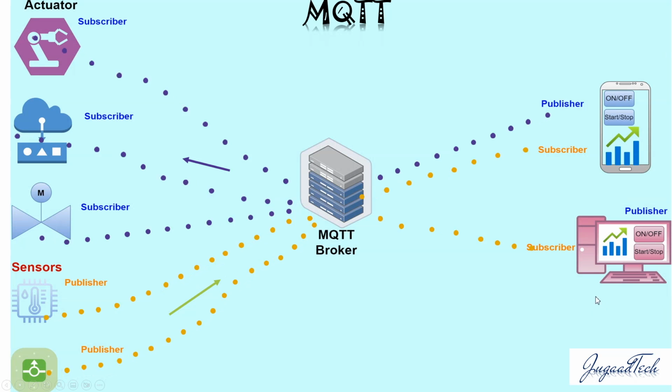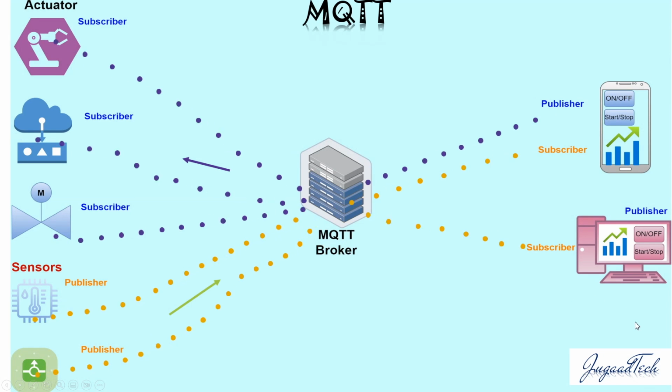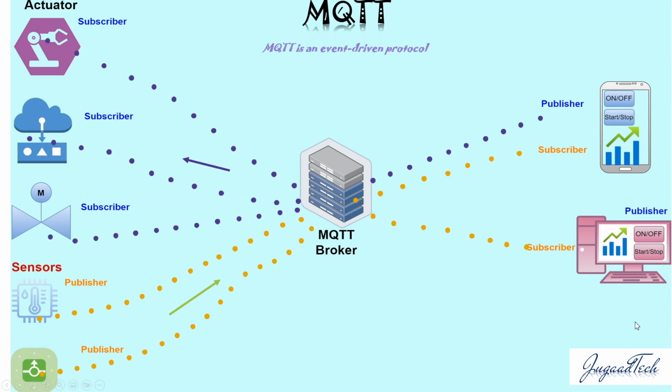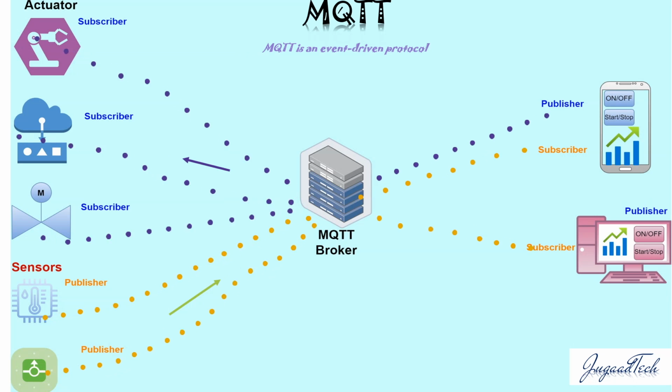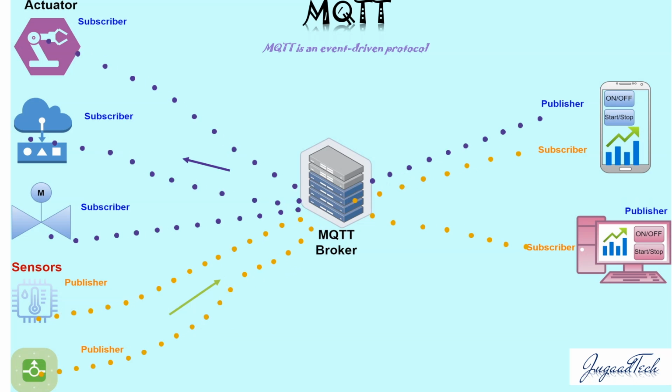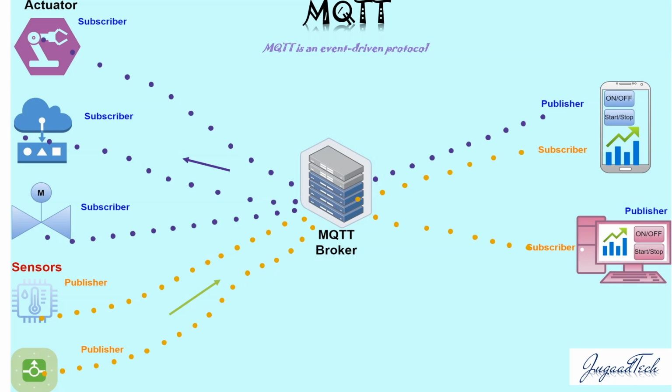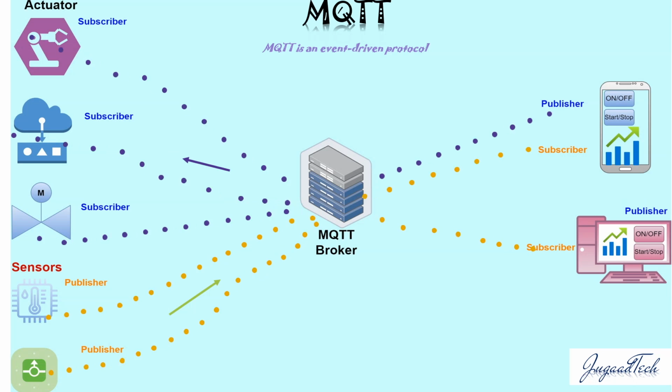Let's understand the architecture of MQTT and how exactly it works. MQTT is an event-driven protocol, which means that every publisher will publish whenever there is a change in the data, and only then will the broker pass that information to all the subscribers, or MQTT clients, which are connected to the broker.